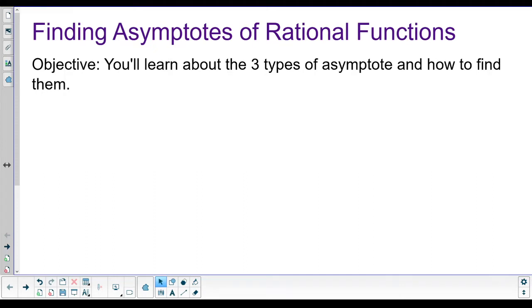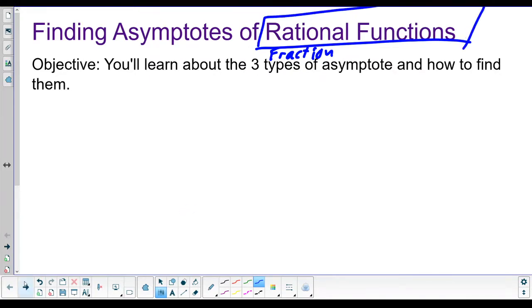Hey, what's up, nerds? Today we are going to be talking about finding asymptotes of rational functions. One more time, rational just means fractions. So I know, my three greatest fears are being buried alive, falling out of an airplane, and functions. Yeah, fractions and functions together, rational functions. So we are going to talk about asymptotes today.